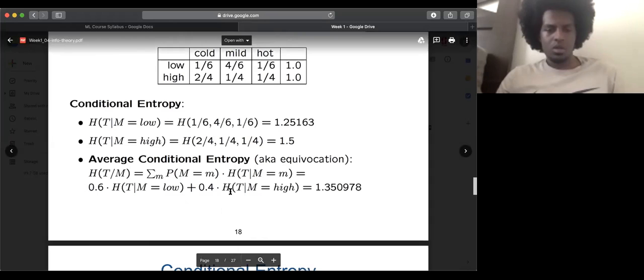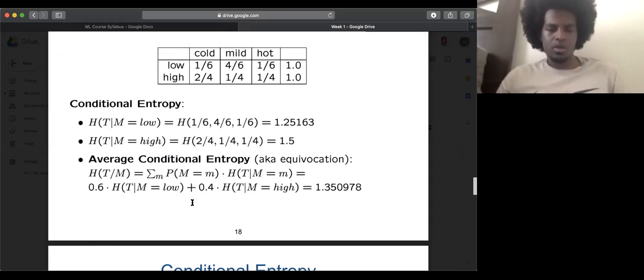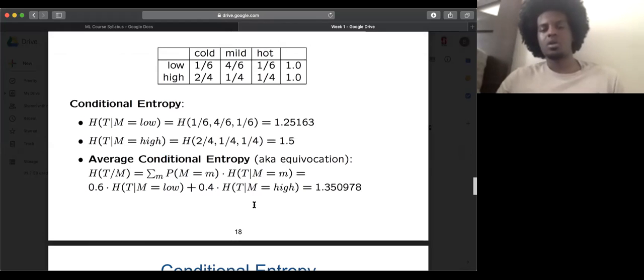Okay, wait, let's think about this for a little bit. So average conditional entropy. It's taking the average entropy of the temperature given the humidity. So you're taking the average of low and high together. Okay. You see how that's the case.